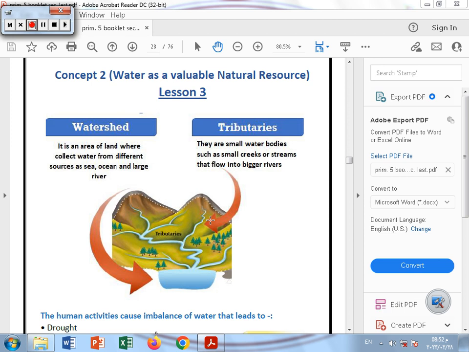And we have the tributaries. They are small water bodies like the small creeks or small streams that flow into a bigger river. So if a river collects the water from small creeks or small streams, this means they are called tributaries, and this part is called the watershed.